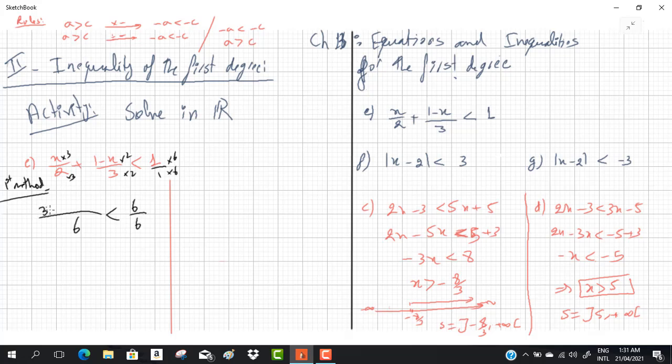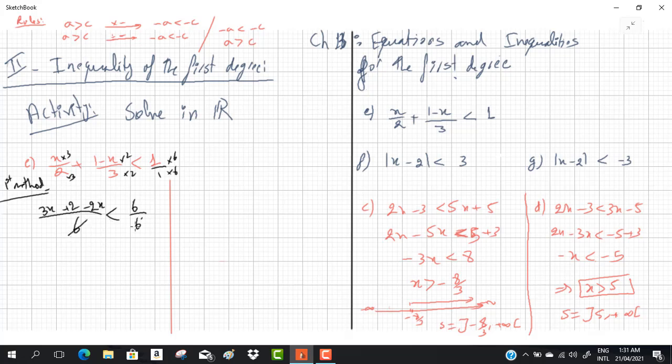I will obtain 3x plus 2 minus 2x. I can simplify by 6 on both sides because 6 is a common denominator on both sides, and 6 is positive. It's very important. If the common denominator is negative, for example minus 6, and you want to simplify by minus 6, you have to inverse the sign of comparison.